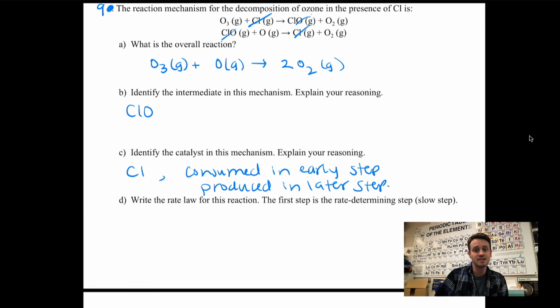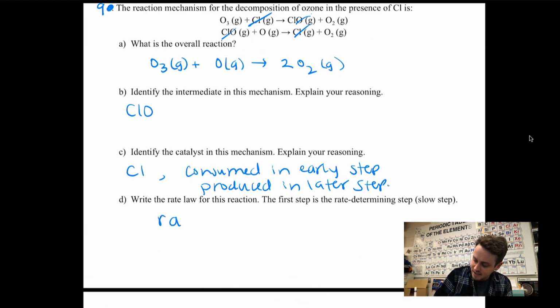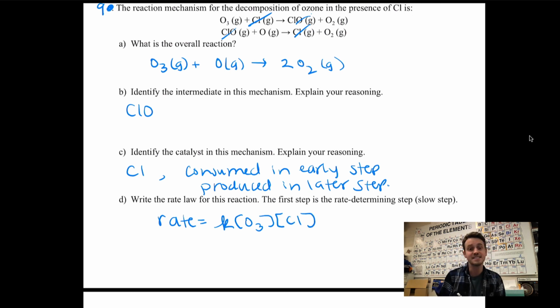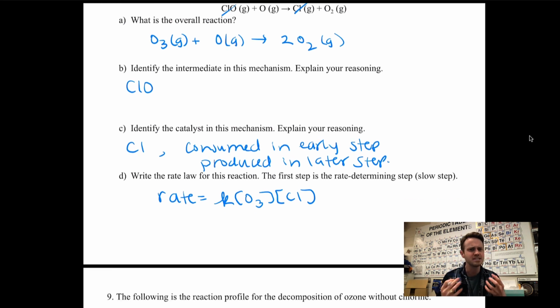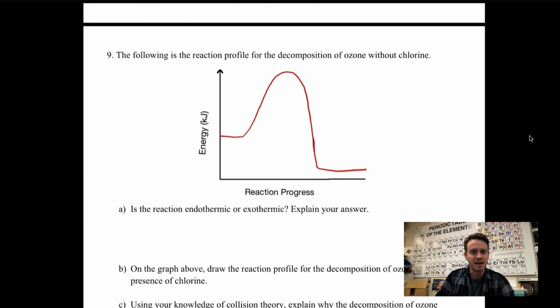Then it says to write the rate law for this reaction. So the first step is the rate determining or slow step. Since it's the first step, that would be rate is equal to k times the concentration of O3 times the concentration of Cl. We've talked about reaction intermediates and how they cannot be in a rate law. A catalyst can be in a rate law. The more catalyst you have, the faster the reaction can happen, which makes sense, right? In biology, you talked about how enzymes are limited by their concentration. If you have more enzyme, then more substrate could be used up or could react.